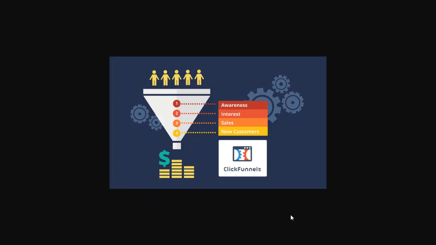So on the screen right now, you see a depiction of the funnel process. It starts with awareness, basically someone becoming aware of your product or service. Then it goes to interest, then it goes to the sale. And then of course they become a new customer. That is the point where you get paid. So what ClickFunnels does is that it takes that process and puts it online so that anyone who visits your page can seamlessly go through all of those steps of the transaction.